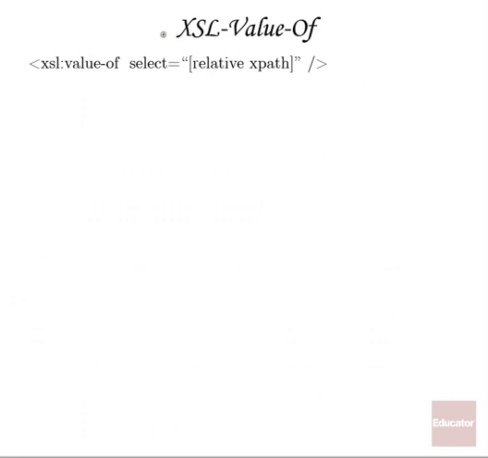The XSL value-of element is where I actually pull my XML data into my template. And it looks somewhat like for-each. I use my prefix. The name of the element is value-of. It also has a select attribute. And again, I'm using a relative XPath to locate the information that I need.